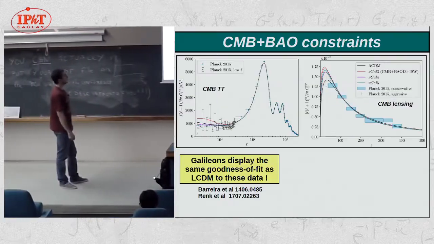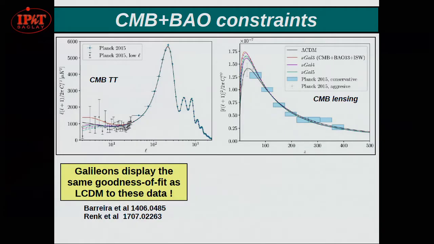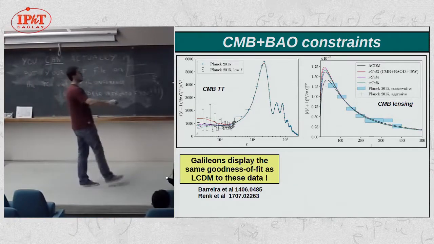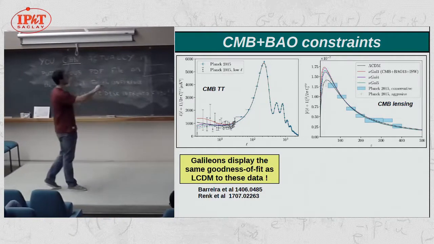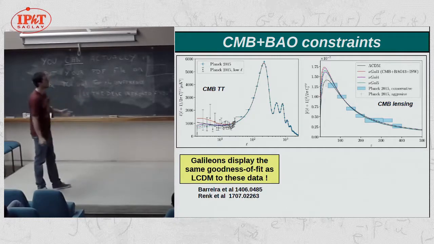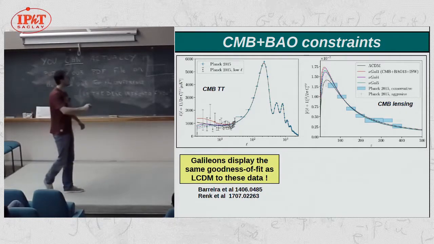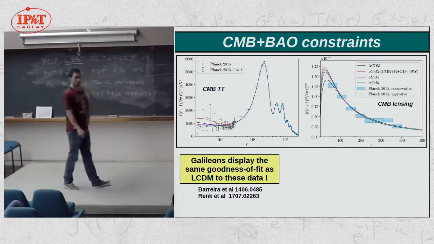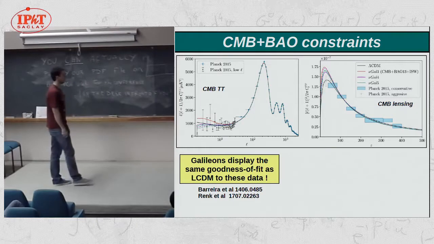OK, results. First, a few words on cosmology. Miguel has already emphasized a few of the points, but I want to do it again. What I'm showing here is the CMB temperature power spectrum on the left, and the CMB lensing power spectrum on the right. There's the data, there are the curves. The reason you cannot tell the different curves apart very easily is precisely the main message of this point, which is that for these two data sets, lambda CDM and Galileon models display essentially the same goodness of fit.